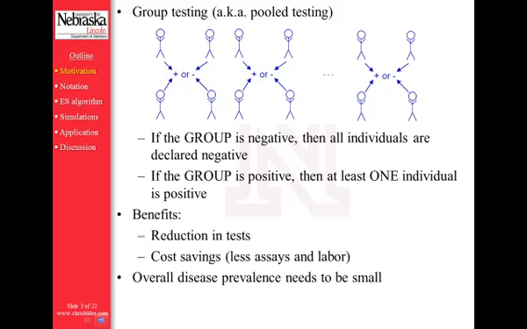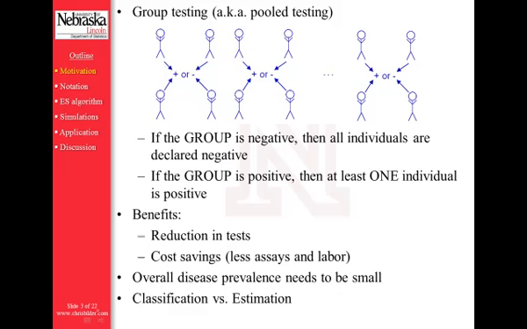Now, group testing works out great if the overall disease prevalence is small. Because if the overall disease prevalence ends up being large, then you're in danger of most or even all groups testing positive. And so if determining who's positive and who's negative in a group is of interest, you may actually end up doing more tests through group testing than you would with individual testing.